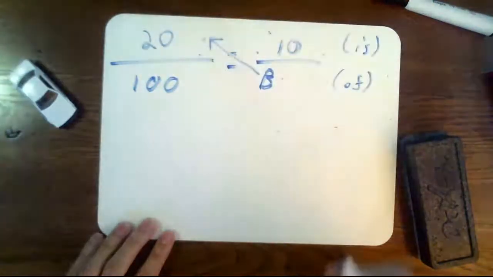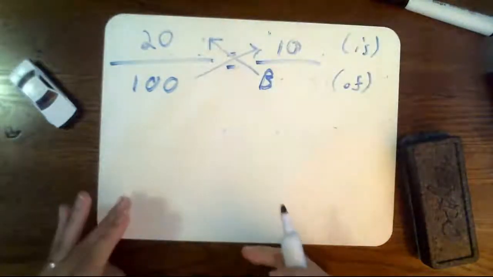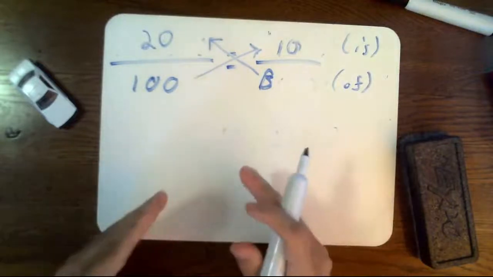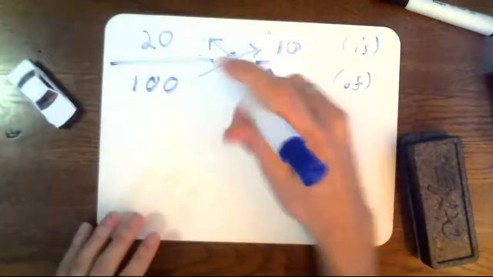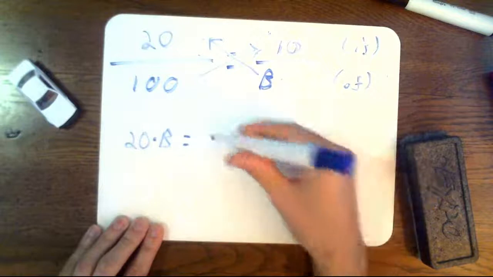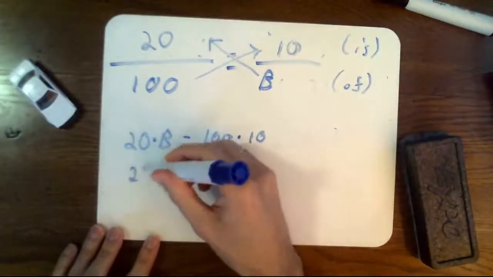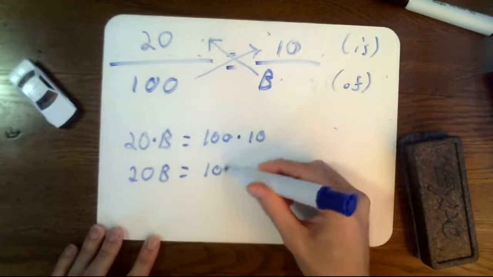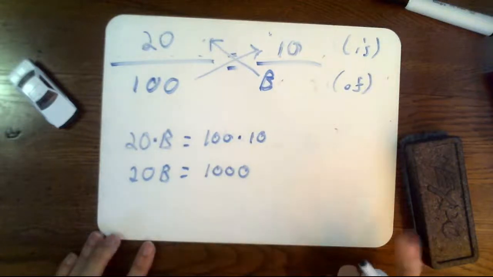And now the way that we deal with this is you always cross multiply. It doesn't matter where the variable is. It doesn't matter how the numbers are situated because it always works out. So you want to carefully place each of these and now multiply these up. 20 times B, 100 times 10. So this is 20B equals 1,000 because 10 100s makes 1,000.